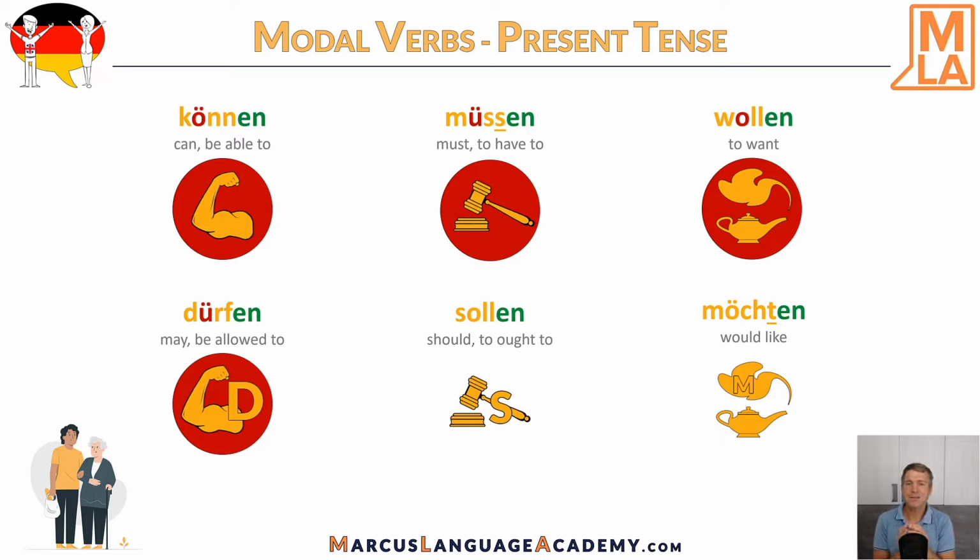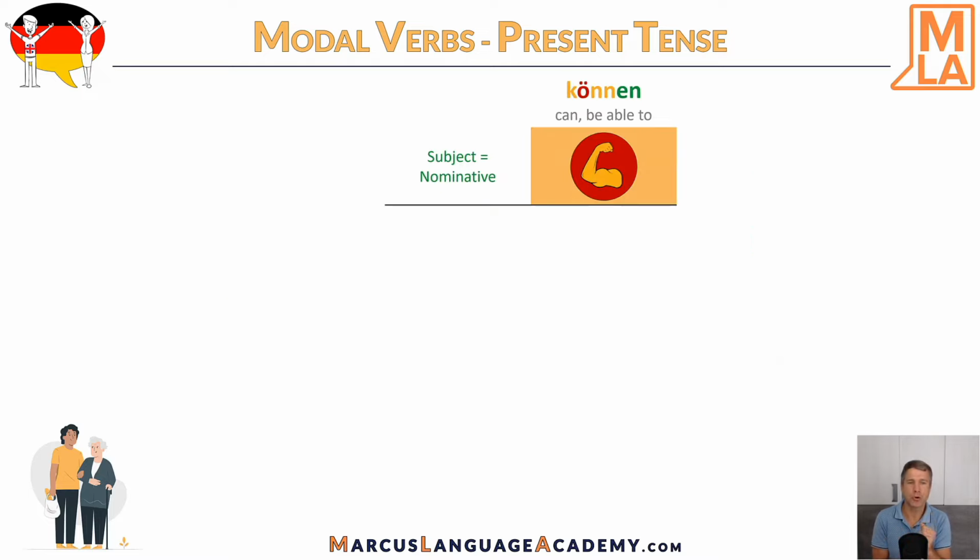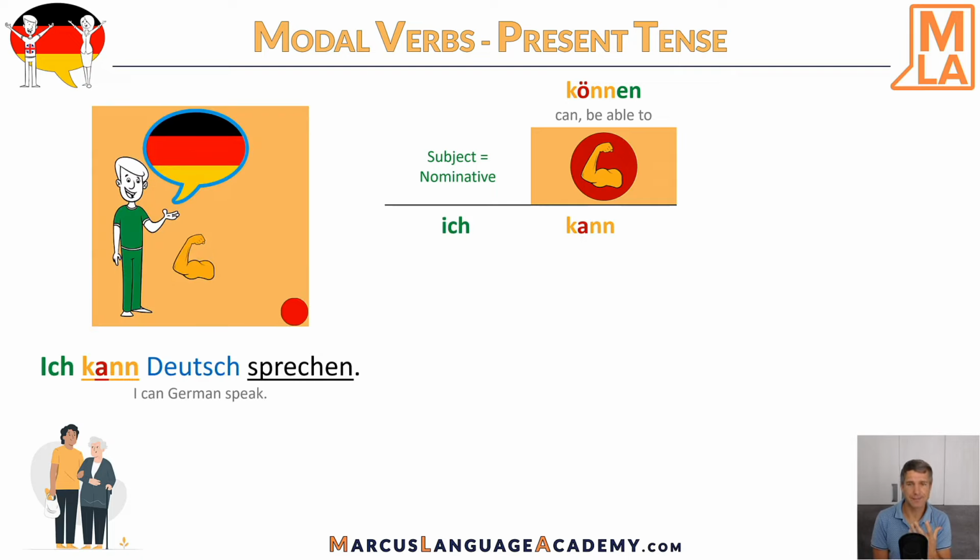But let's look at the conjugation of each verb in detail. And we start with können. The first person singular is ich kann. And here the verb is irregular. And there's also not the ending -e from the regular verbs normally. So that is why the modal verbs are special, and therefore also the special background color for our modal verbs.